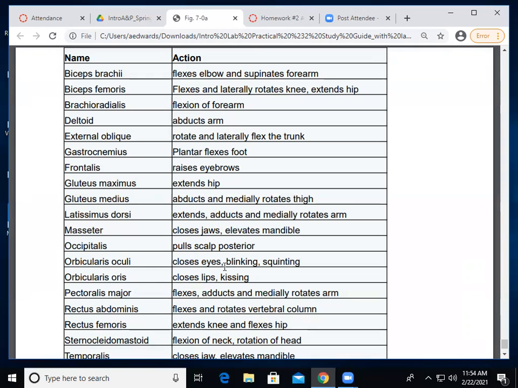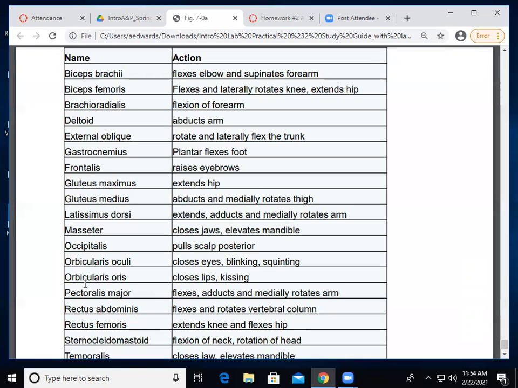Orbicularis oculi, as the name suggests, works on your eyes. So if you see a choice with eyes, it's probably orbicularis oculi, right? It closes your eyes, blinking, squinting. Orbicularis oris has to do with your oris, your mouth. So if you see a choice that has to do with the mouth, it's probably orbicularis oris. It's helping in closing your lips and kissing.